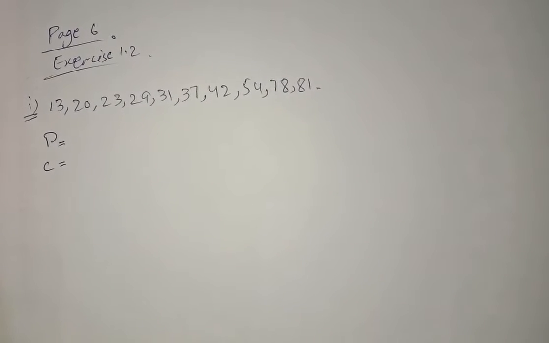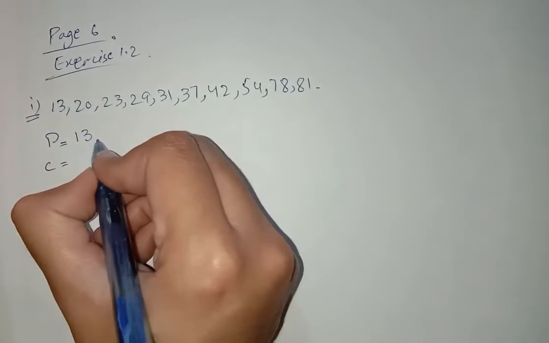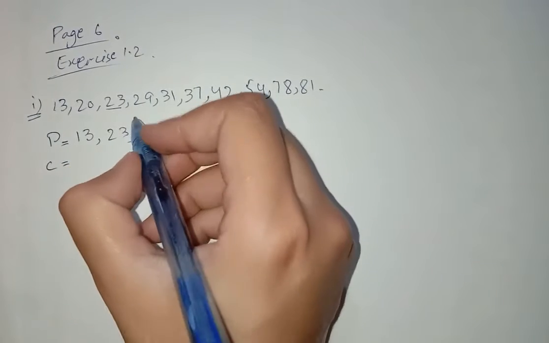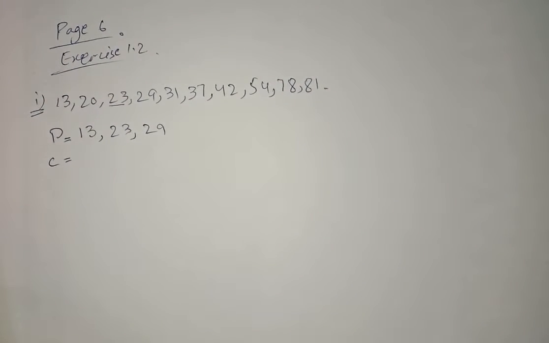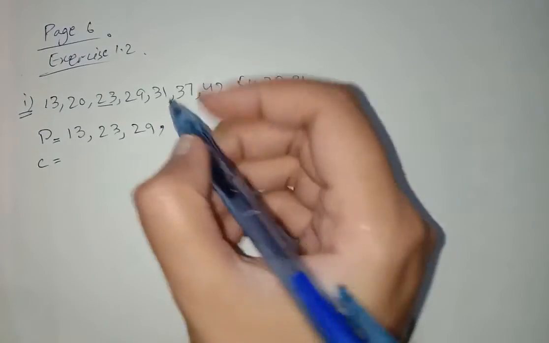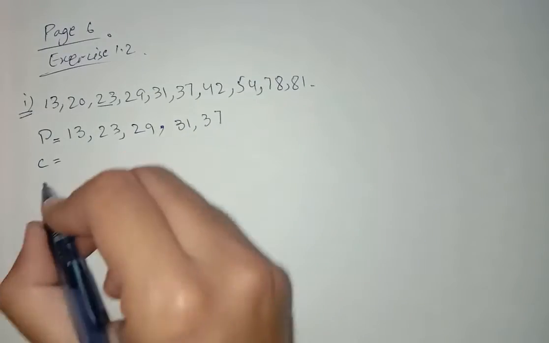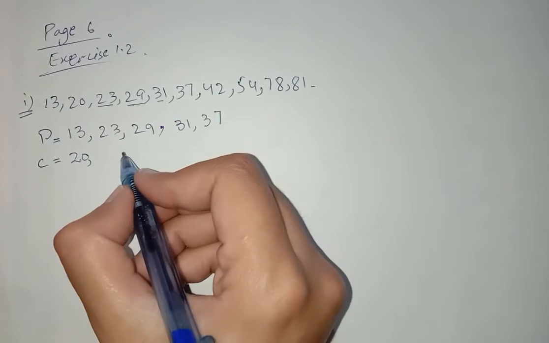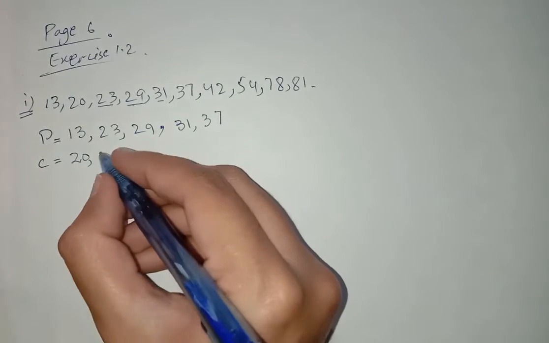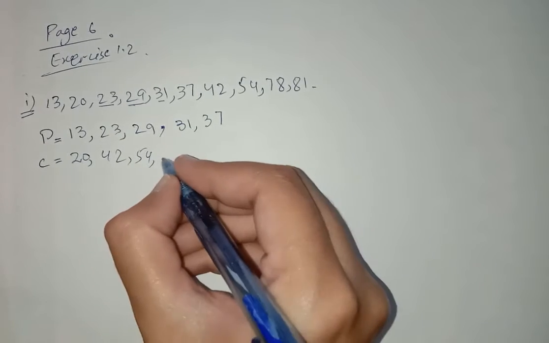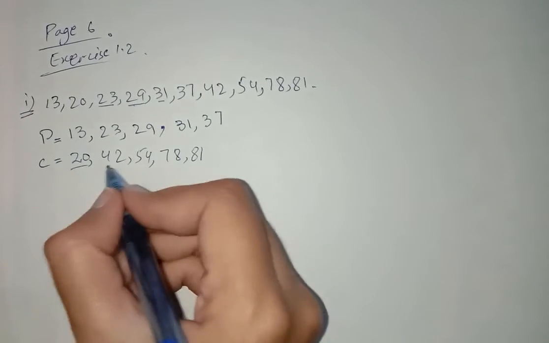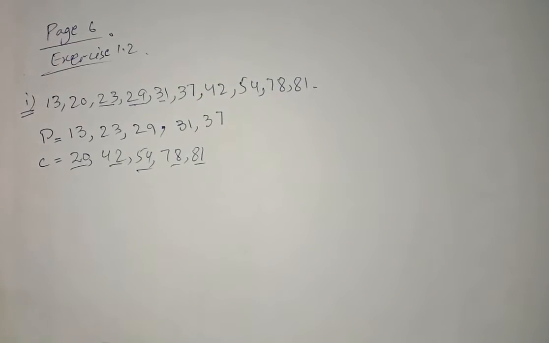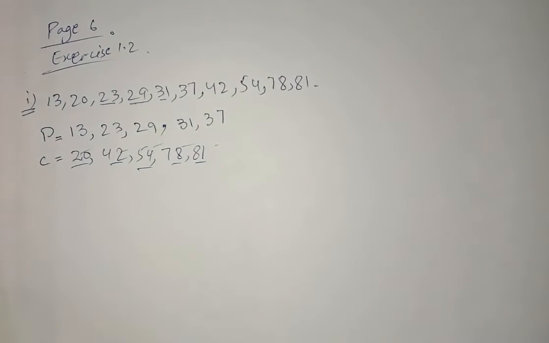The numbers which come only in their own table or the table of 1 are called prime numbers. 13 is a prime number, 23 is a prime number, 29 is a prime number because 29 comes in the table of 1 or in 29's table. Now 31 and 37 are prime. 20, 42, 54, 78 and 81 are composite, because these numbers come in their own table, in the table of 1, and in the table of 2.